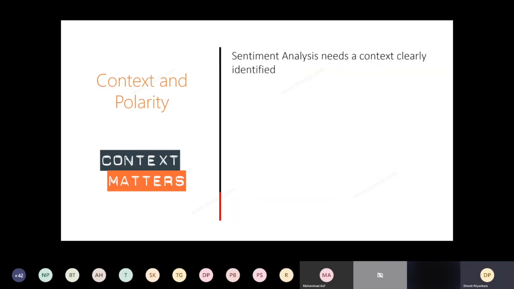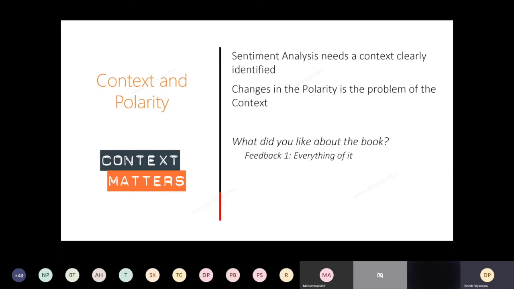And the other thing is context and polarity. It's all about checking whether you understand the context of the feedback given. For example, if you know the question that has been asked for the survey, in this case, "What did you like about the book?", one person can say everything of it, and another person can say absolutely nothing. Since you know the context, you know the first one is sort of positive and the second one is negative.